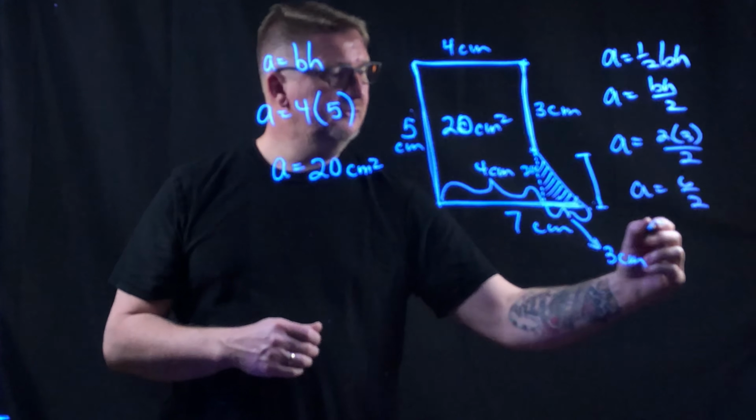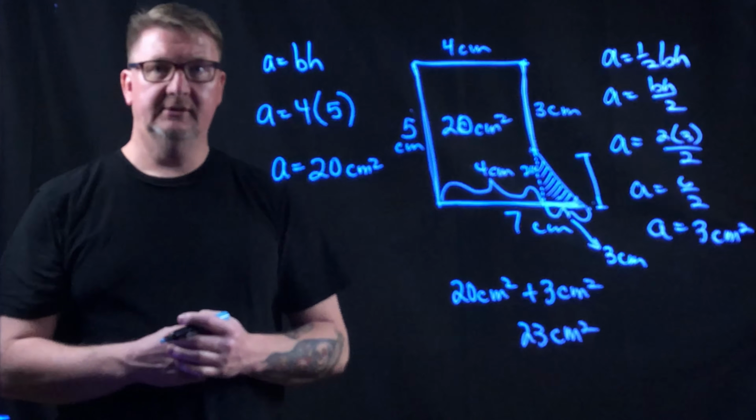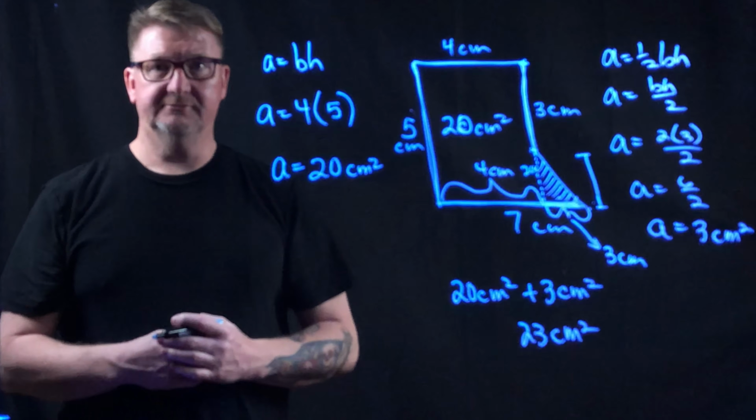So I take the area of the rectangle, which is 20 centimeters squared, and I add that to the area of the triangle, which is 3 centimeters squared. That's easy enough. That's 23 centimeters squared, and that's the area of our shape.